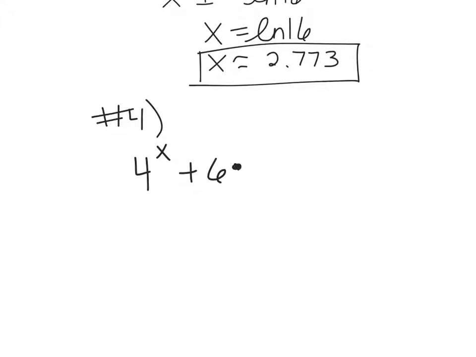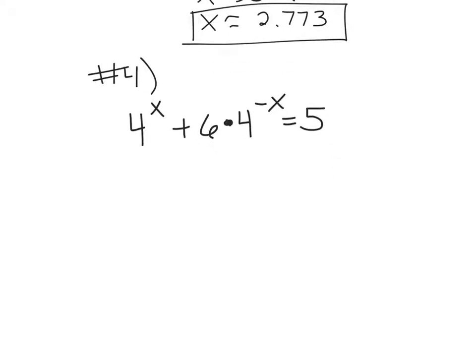That would be great. Times 4 to the negative x equals 5. Okay. Now this one's really weird looking, and you look at that like, whoa, that's crazy. All right, you've never done one like this before, so I'm going to walk you through it, okay? So what we're going to do is simplify this, well, kind of.